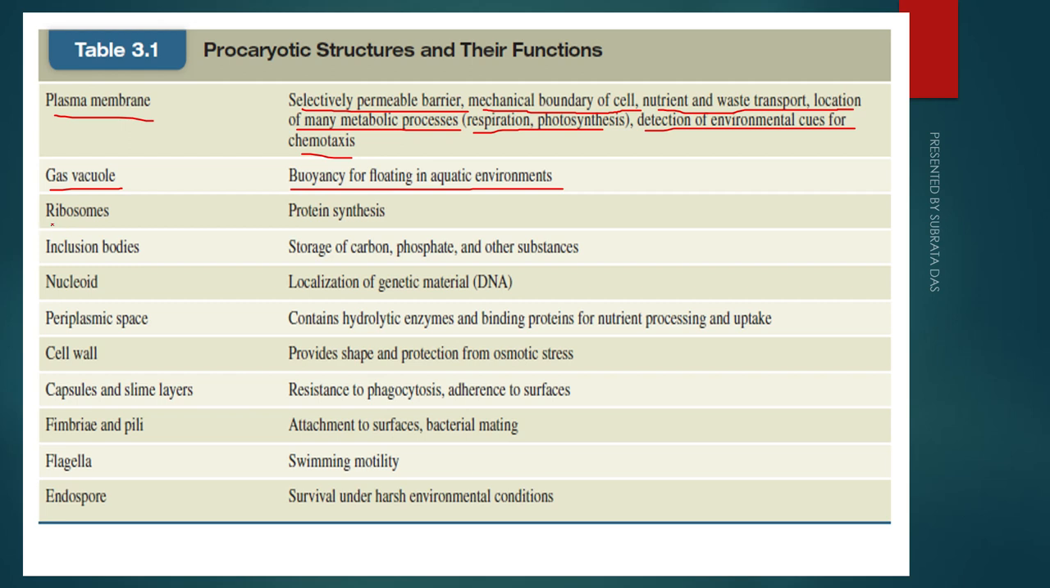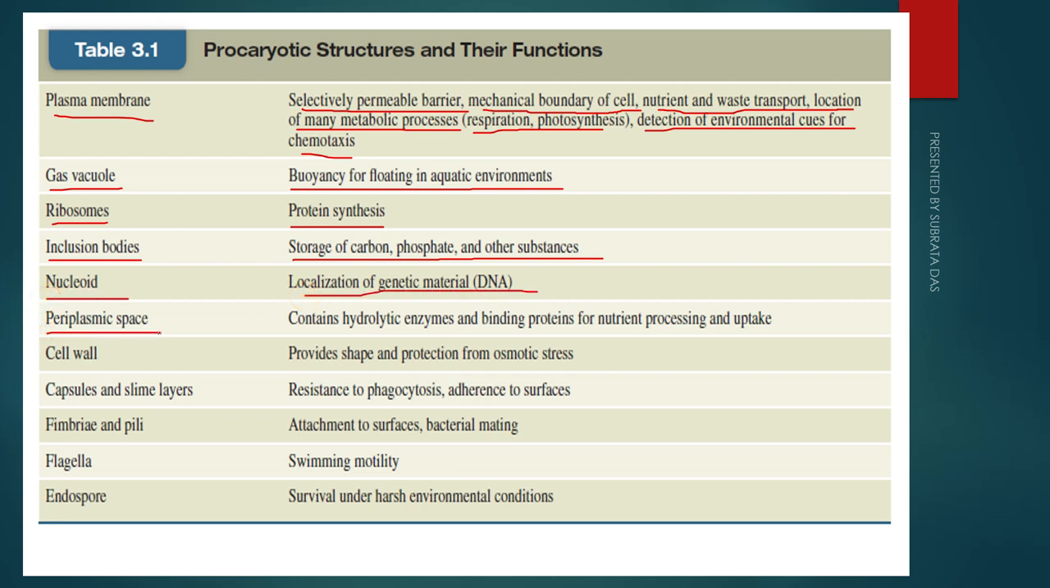Okay, and next one is the ribosome. So the main function of the ribosome is to help in protein synthesis. It gives the place for protein synthesis. And next one is the inclusion bodies. So that is the storage of carbon, phosphate and other substances. And nucleoid means localization of genetic material, that is DNA.